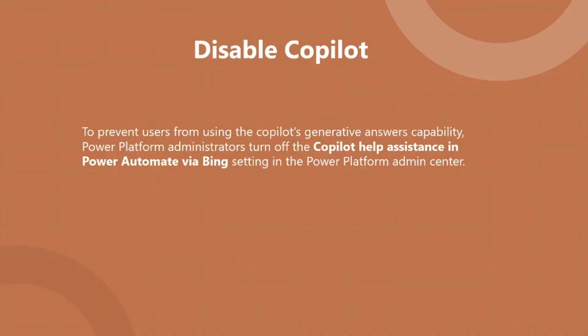The next is how do you disable the Copilot? If you do not want your users to be able to use the Copilot, in that case your Power Platform administrators can turn off the Copilot help assistance in Power Automate via the Bing setting in the Power Platform Admin Center. So if you ask your Power Platform administrator to turn off this setting, then the users will not be able to use the Copilot in Power Automate for desktop.